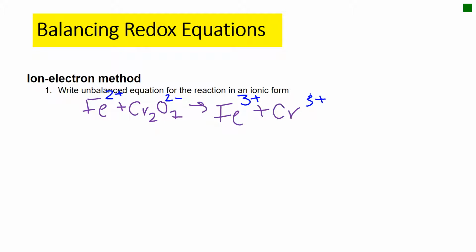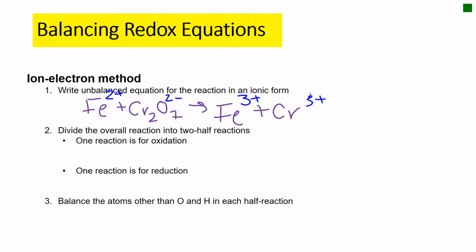Now our next step is going to be to divide the overall reaction into two half reactions. One reaction is going to be for oxidation and the other one is going to be for reduction. So our oxidation is going to look something like this. And the reduction is going to look like the following.